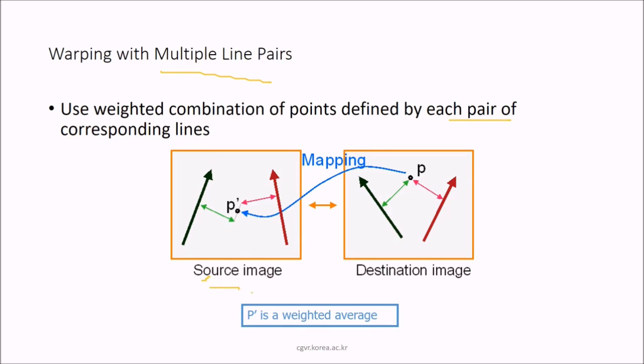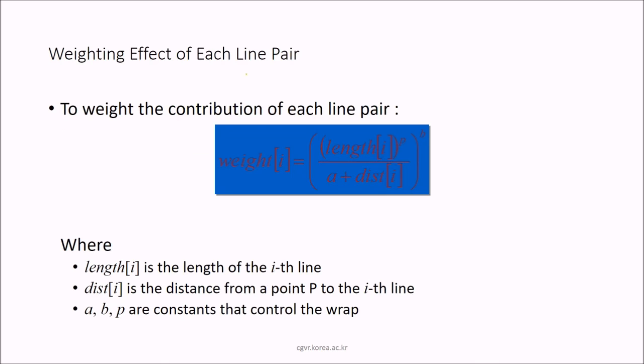This is a source image, this is the destination image. Now you have different lines, so you can map it with these distances from P and find a point in the source image with these two lines only. This is the mapping. So P dash is nothing but the weighted average. The weighted effect of each line pair is to weight the contribution of each pair. It will be equal to length i to the power b over a plus dist i, to the power p. Here, length i is the length of the ith line, dist i is the distance from a point P to the ith line, and a, b, p are constants that control the warp.